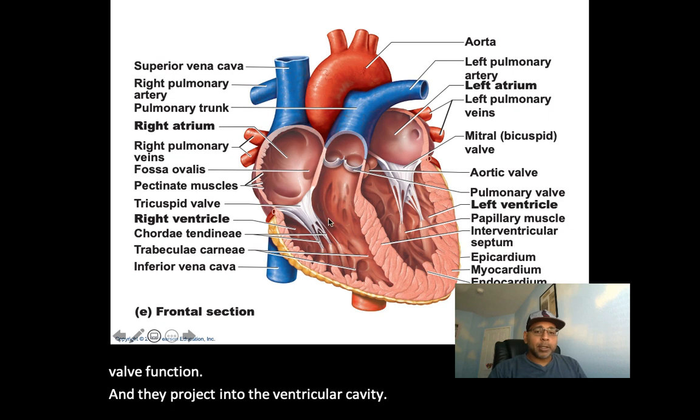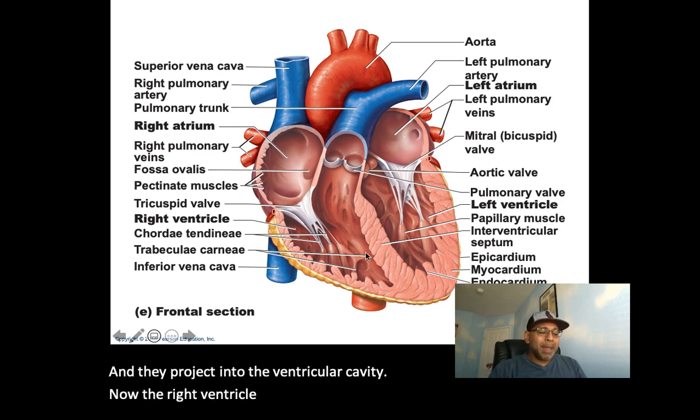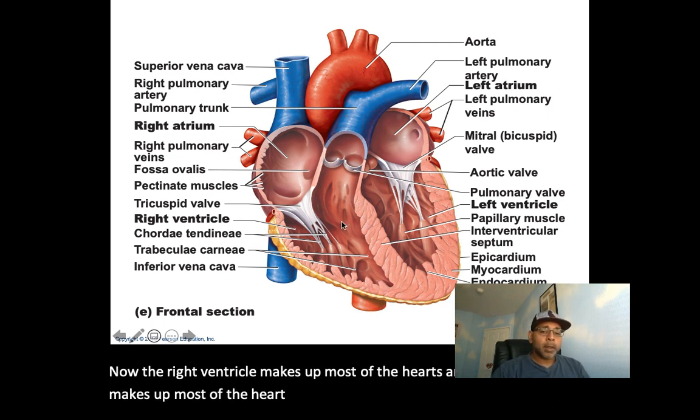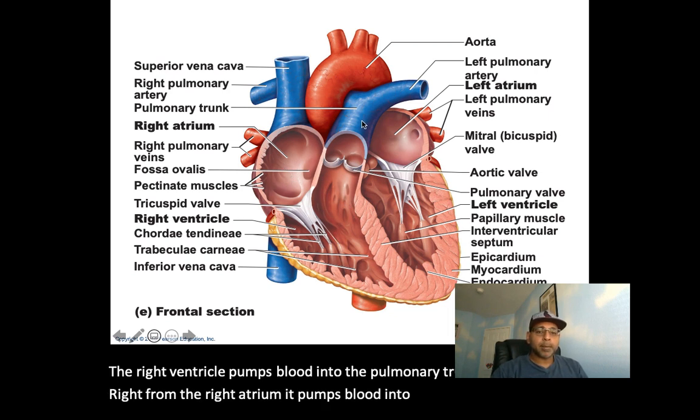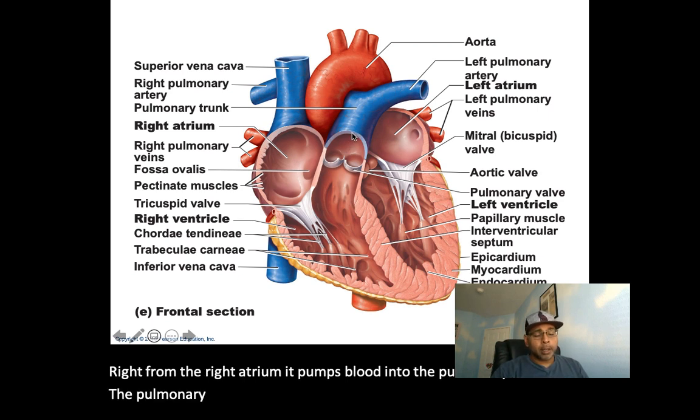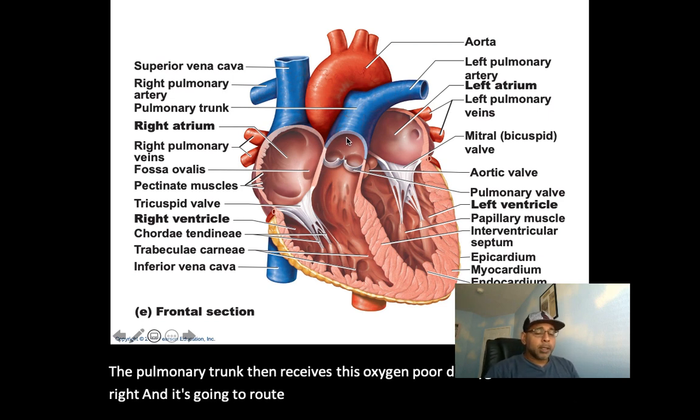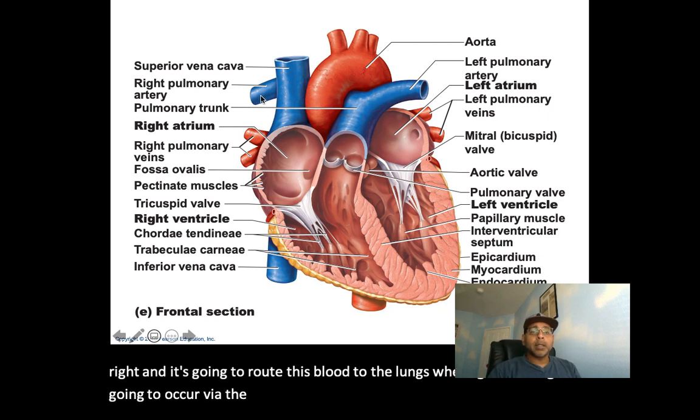Now the right ventricle makes up most of the heart's anterior surface. The right ventricle pumps blood into the pulmonary trunk, from the right atrium. The pulmonary trunk then receives this oxygen-poor, deoxygenated blood and routes it to the lungs, where gas exchange is going to occur via the pulmonary arteries, which you see right here.